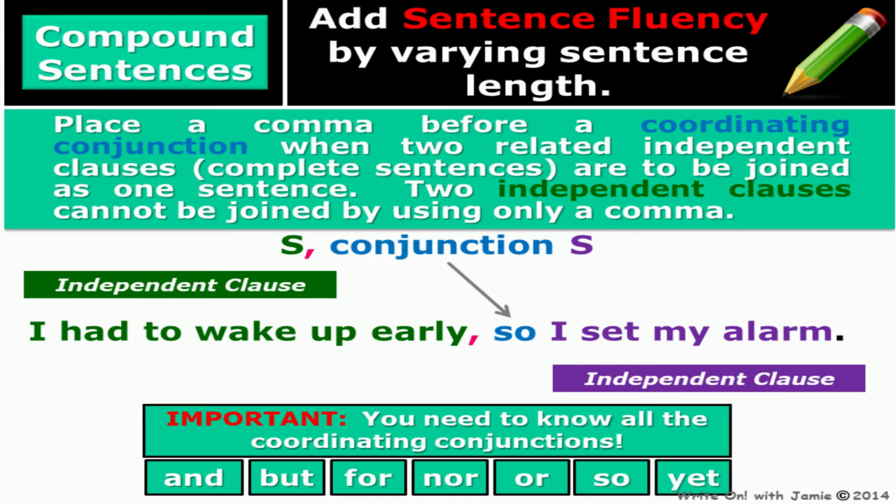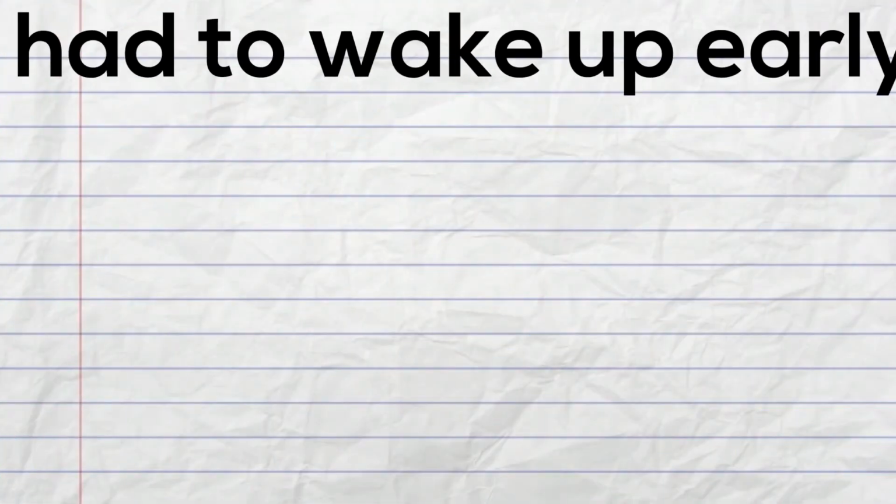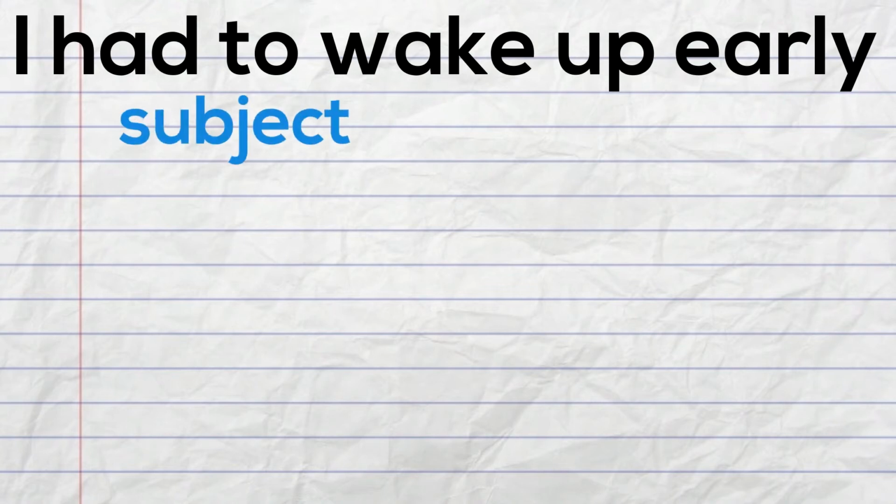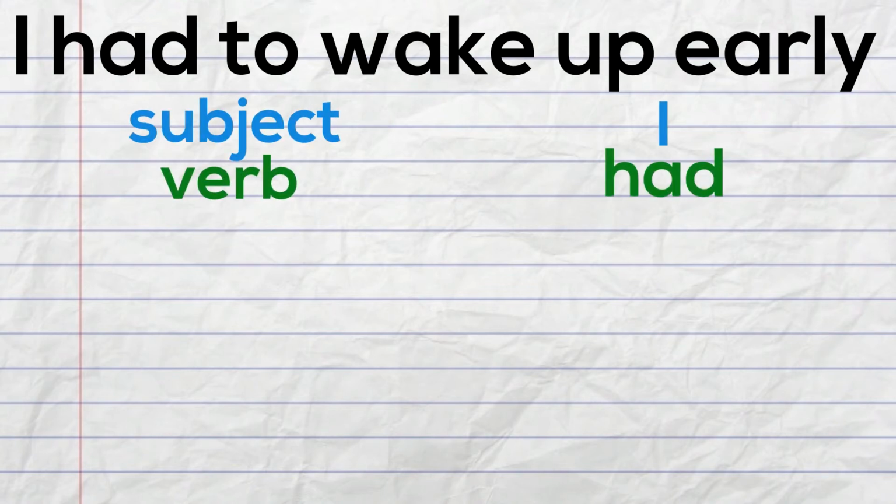Clearly, there are 2 independent clauses. I had to wake up early and I set my alarm. The first independent clause, I had to wake up early, contains a subject, I, and a verb, had, and could stand alone as a sentence.